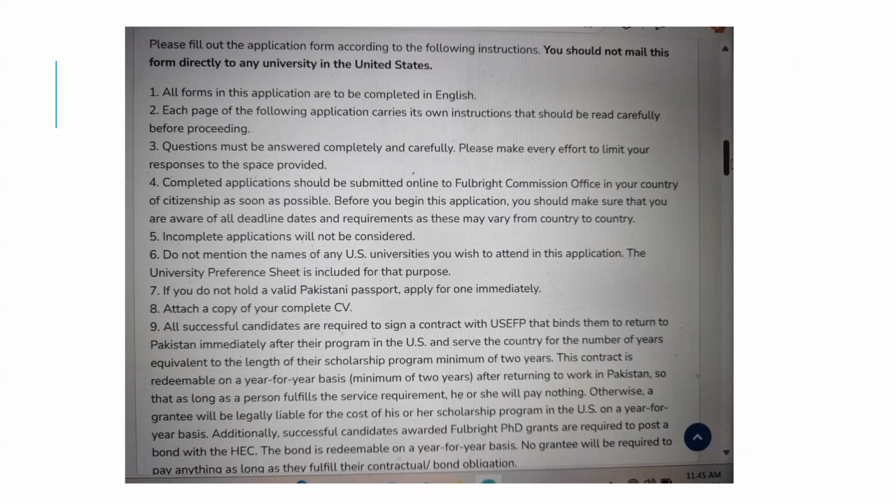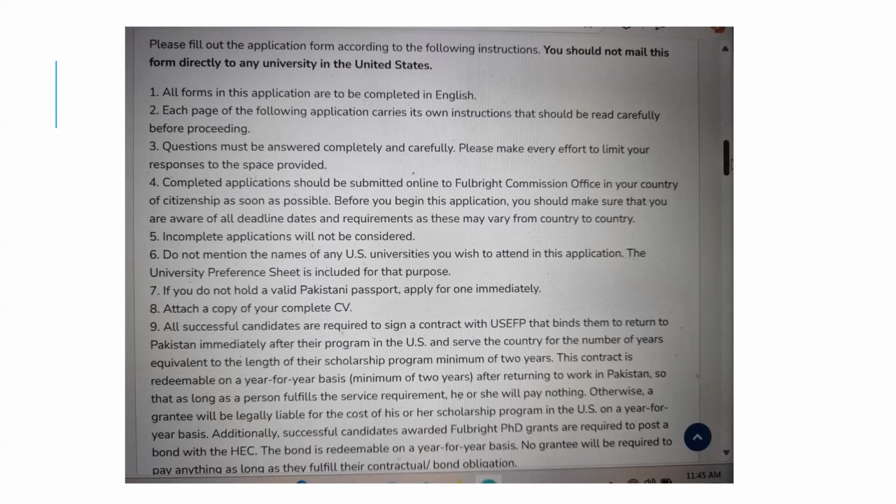So if you had a master's program, let's say it was 2 years long, you need to come back and spend 2 years in Pakistan. You're free to do whatever you want while in Pakistan, but you do need to come back. And if you go for a PhD, then you need to come back for the same number of years that you spent in the US. These are some contractual obligations that you have to fulfill.